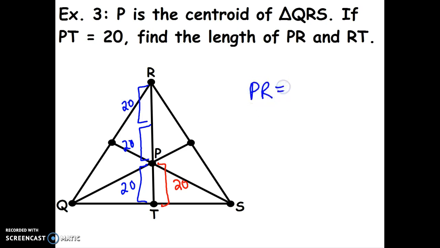To find the length of line segment PR, that will be 20 plus 20, which is 40. And RT, which is the length of the entire line segment, is 20 plus 20 plus 20, which equals 60.